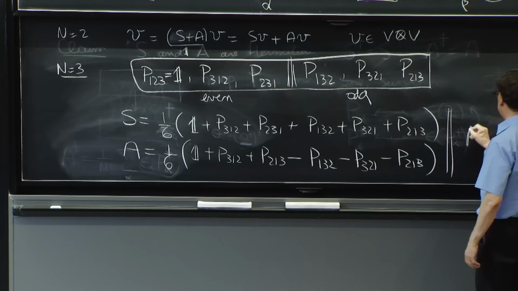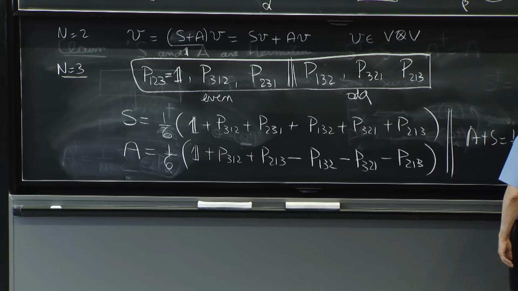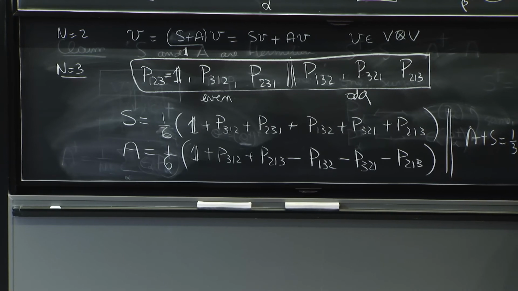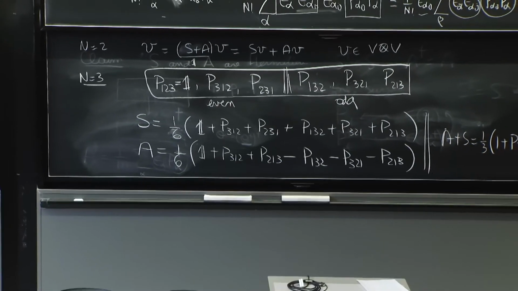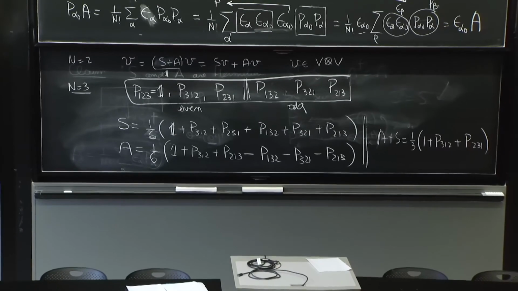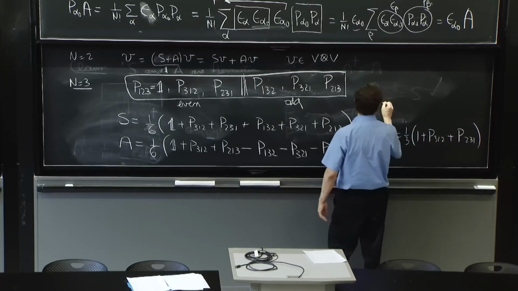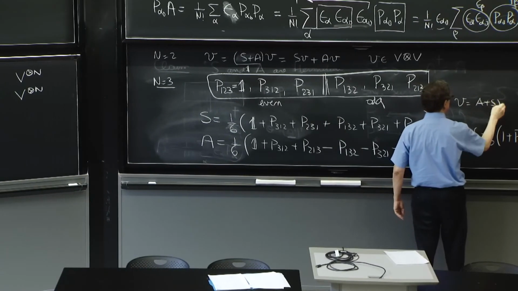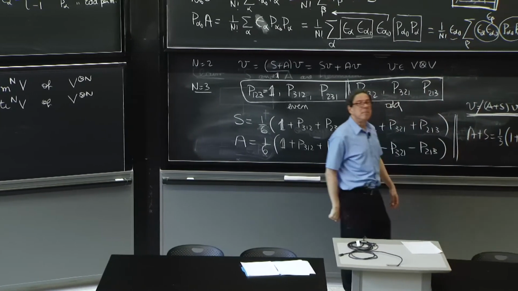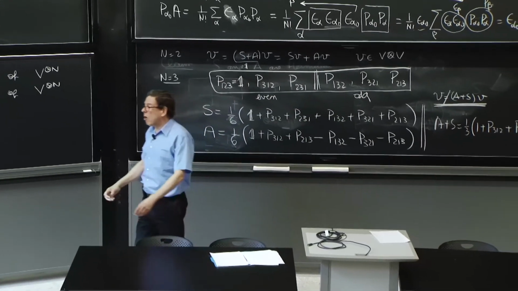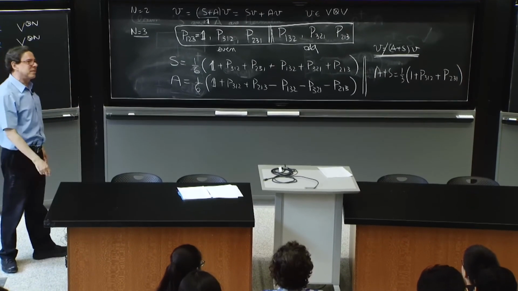But now notice that A plus S is equal to 1/3 (1 plus P312 plus P231). And that's not equal to the identity as it was before. It's equal to something else. So you cannot say that a vector is equal to A plus S times the vector. That's not true here. So there's more to the triple tensor product than the symmetric states and the antisymmetric states.